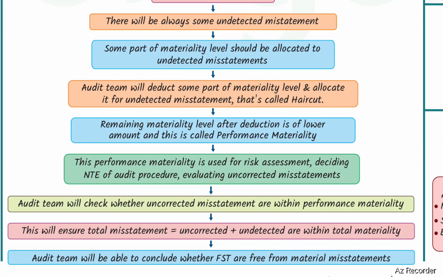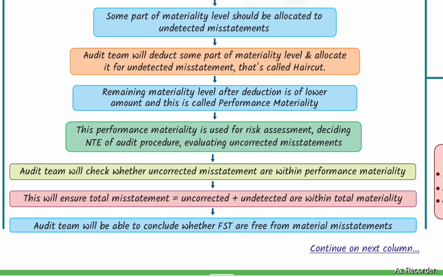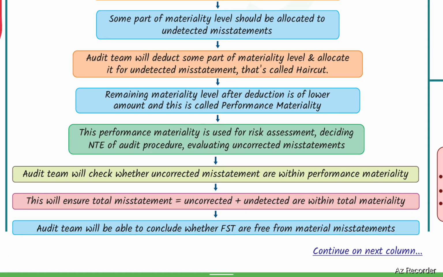This performance materiality is used for risk assessment, deciding the nature, timing and extent of audit procedures, and evaluating uncorrected misstatements. The audit team will check whether uncorrected misstatements are within performance materiality. This will ensure total misstatement, equal to uncorrected plus undetected, is within total materiality. The audit team will be able to conclude whether the financial statements are free from material misstatements.